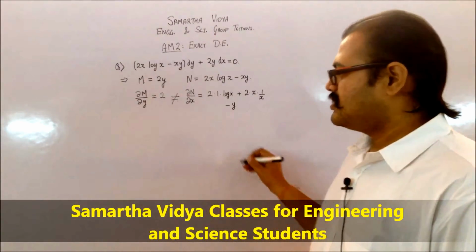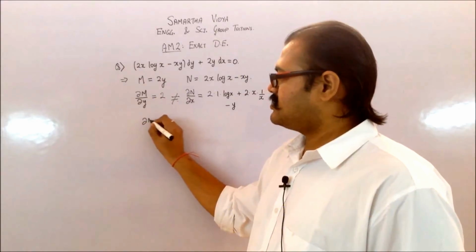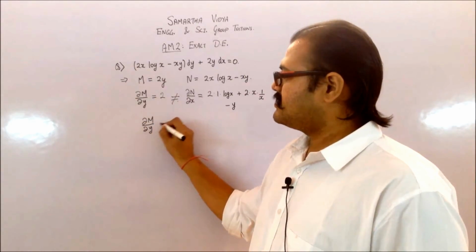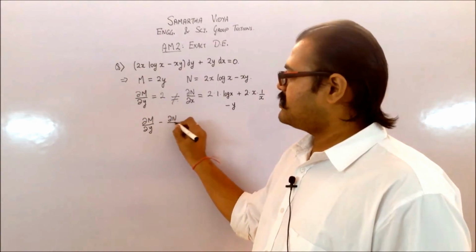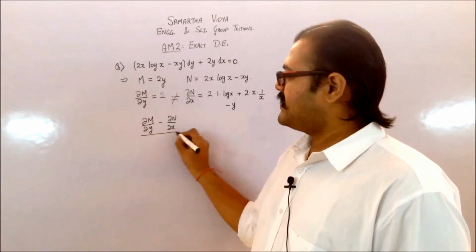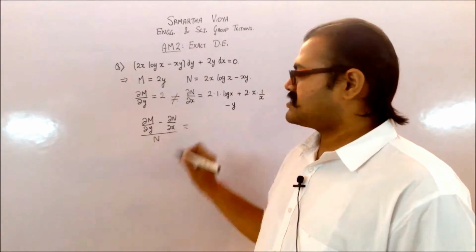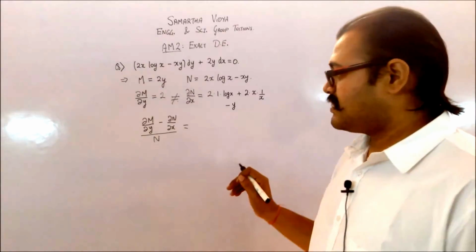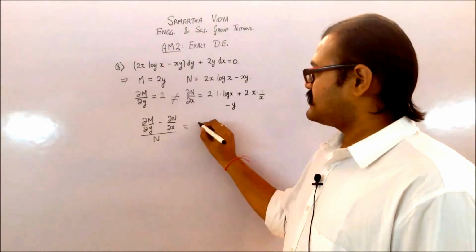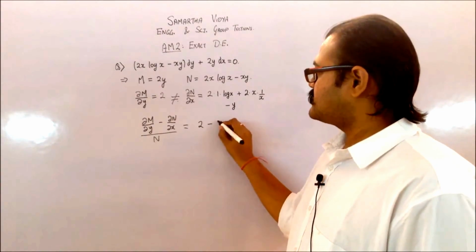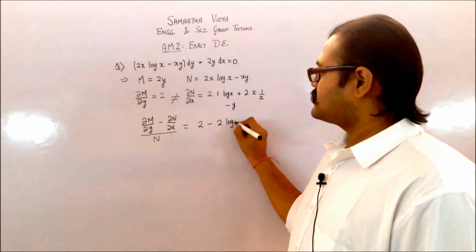So let us go for the first one, that is dou M by dou y minus dou N by dou x, divided by N, should be a function of x. If I just substitute these values, I will be getting this as 2 minus 2 log x.